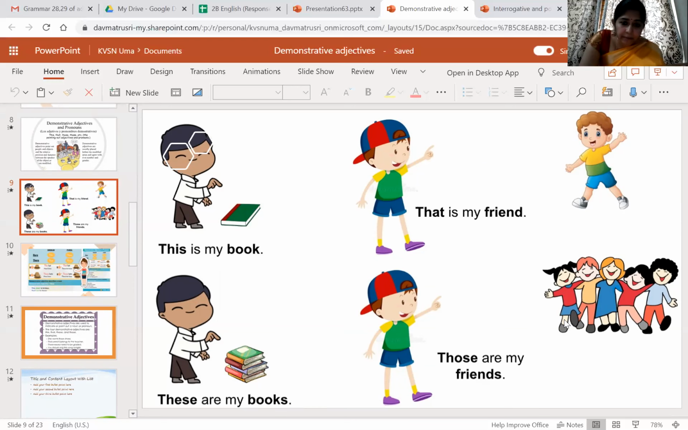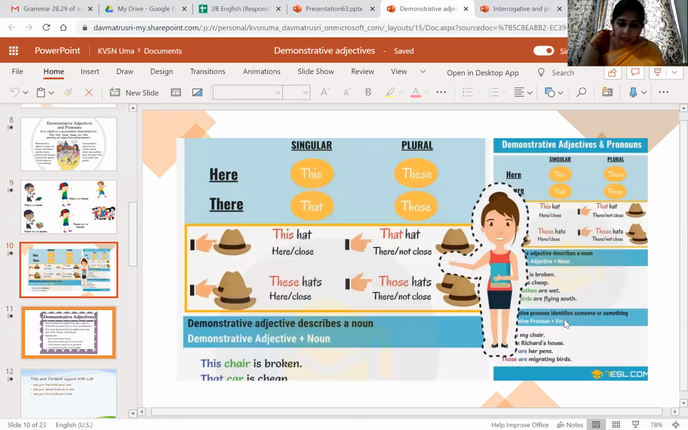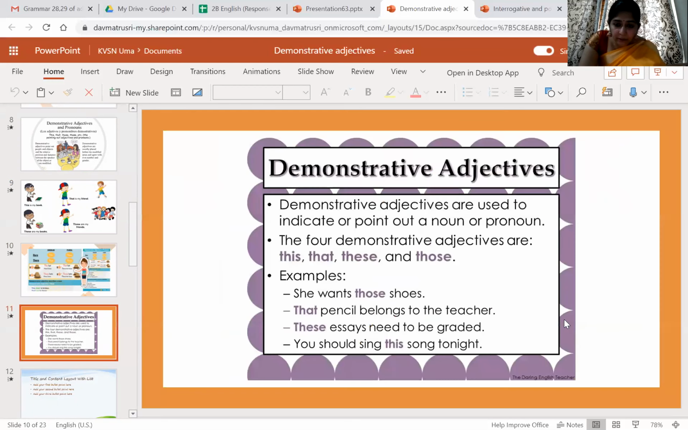segment. And coming to this singular plural, as I told you, this hat, that hat, these hats, those hats. I told this example to you. Demonstrative adjectives are used to indicate or point a noun or a pronoun. And the 4 demonstrative adjectives are this, that, these, and those. She wants those shoes. Which shoes? Those. So here, those can be termed as demonstrative adjective.